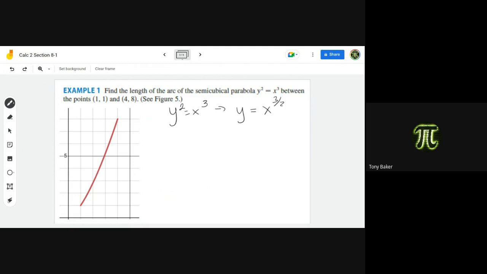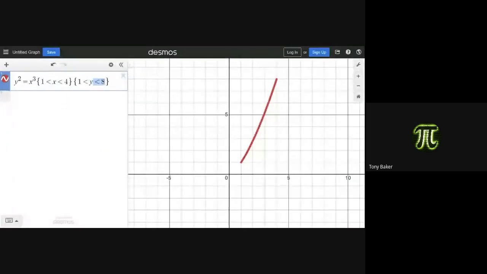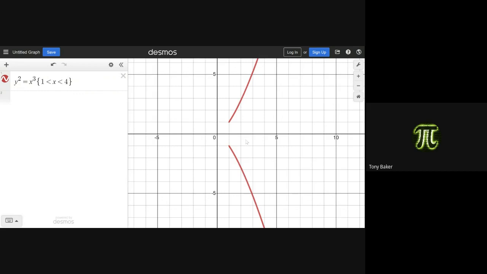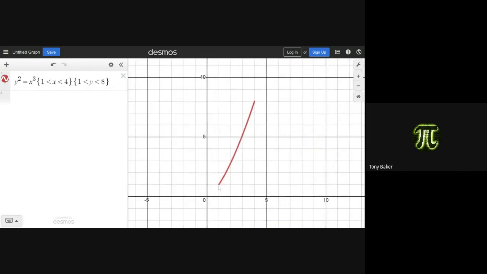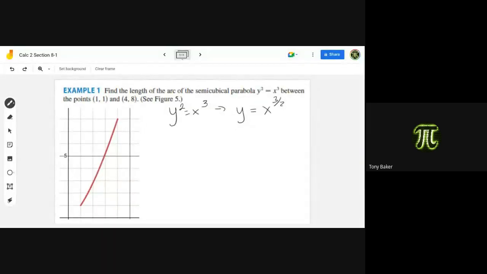When I take the square root, what do I have to keep in mind? Positives and negatives. If we looked at this graph before I put the restriction on it, you'll notice that I had both directions, because I have the positive and the negative version of that. However, since I'm looking at this on the positive side, I don't have to worry about the negative version of it. So I have the positive version, x to the 3 halves.